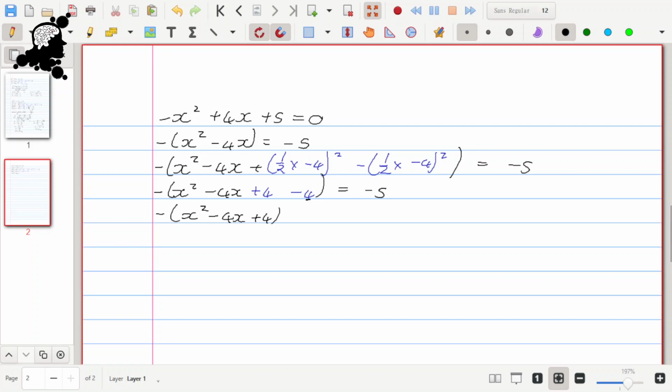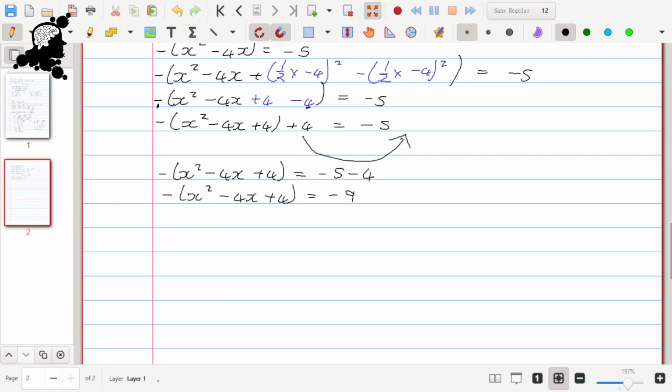To get this out of the bracket, I multiply it by the negative 1 and I get positive 4 is equal to negative 5. We can now take the positive 4 to the other side and we get negative x squared minus 4x plus 4 is equal to negative 5 minus 4. So negative 5 minus 4 gives you negative 9. When we're at this point, we can now divide by negative 1.